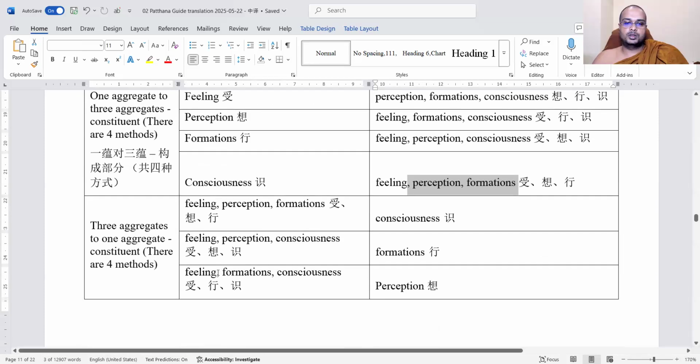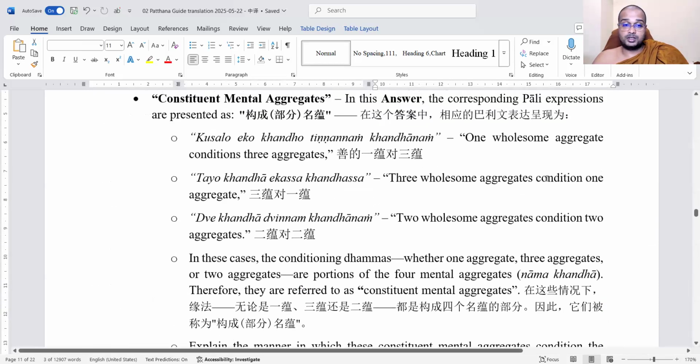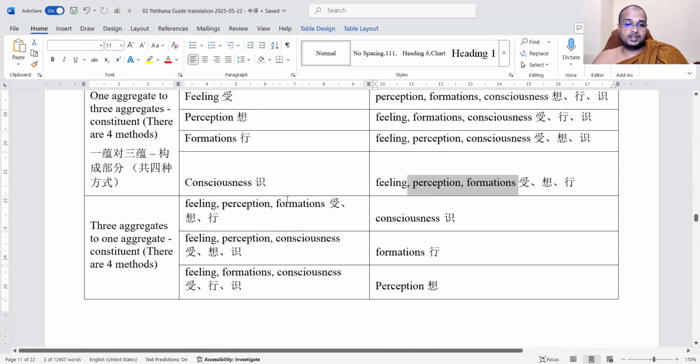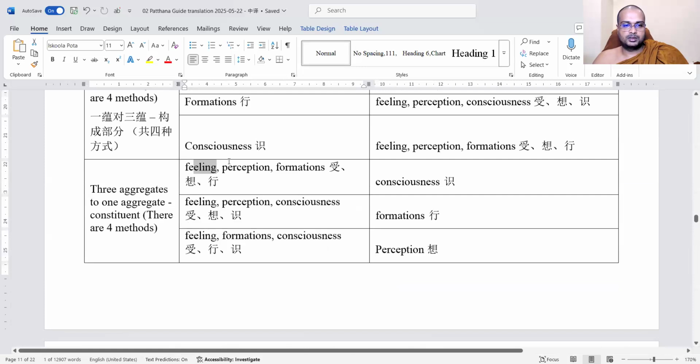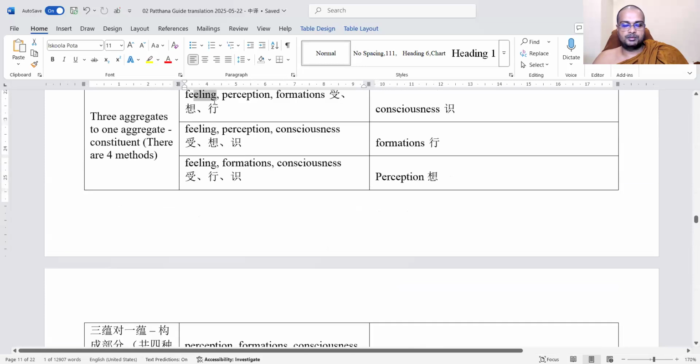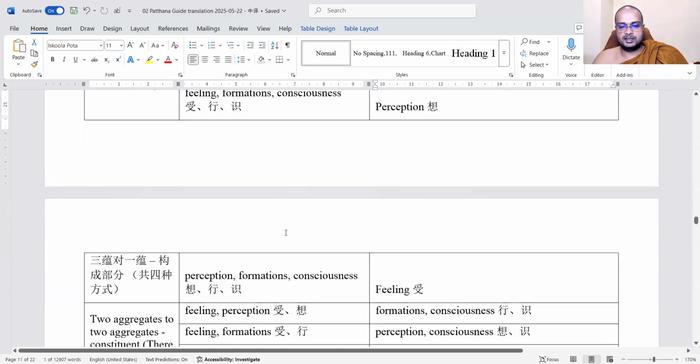Right. So the second one was three wholesome aggregates conditioning one aggregate. So in that case, you take three, and there are four methods in total, right? So take three here, feeling, perception, and formations, and one aggregate, the consciousness, becomes the conditioned phenomena. So you work out all the combinations with three aggregates like this.